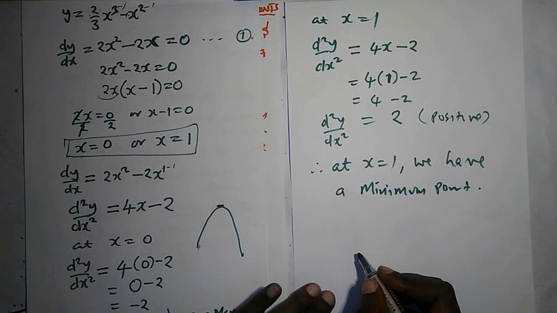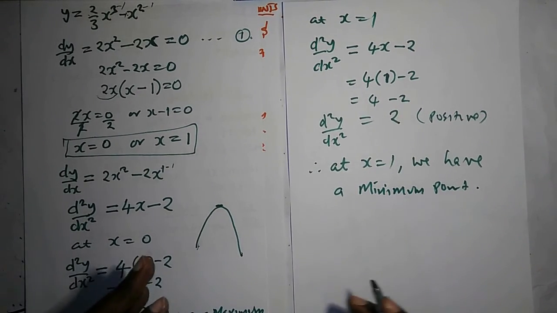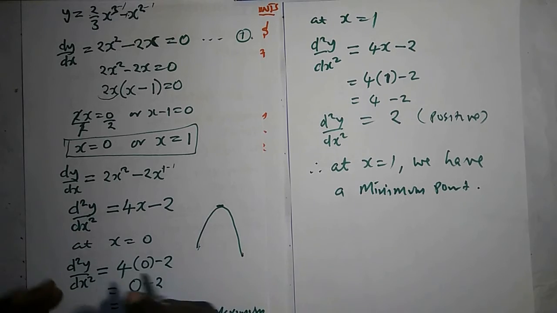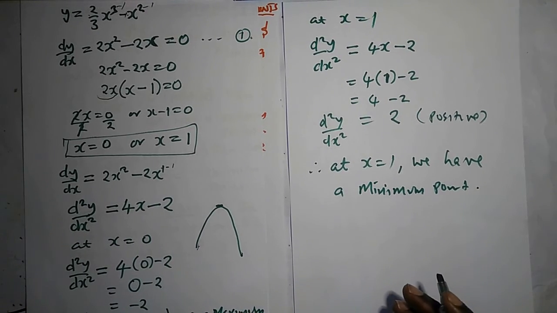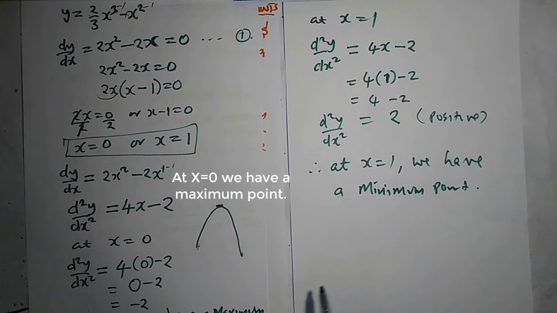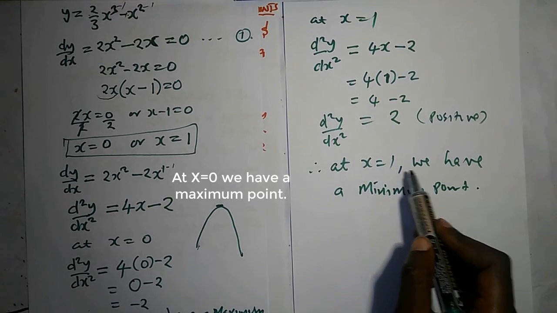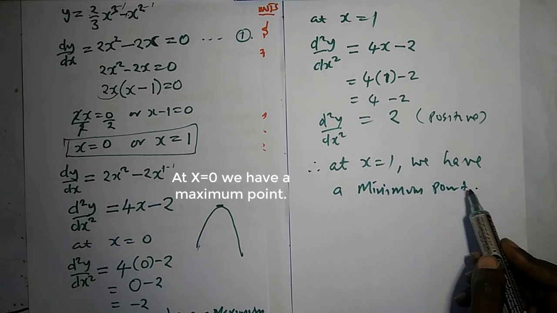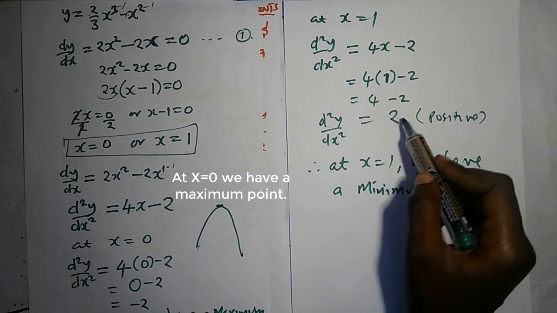Therefore, we have found the nature of the stationary points at x is equal to 0 and x is equal to 1. At x is equal to 0, we have the maximum point because d2y dx2 is negative. And at x is equal to 1, we have a minimum point because d2y dx2 is positive.